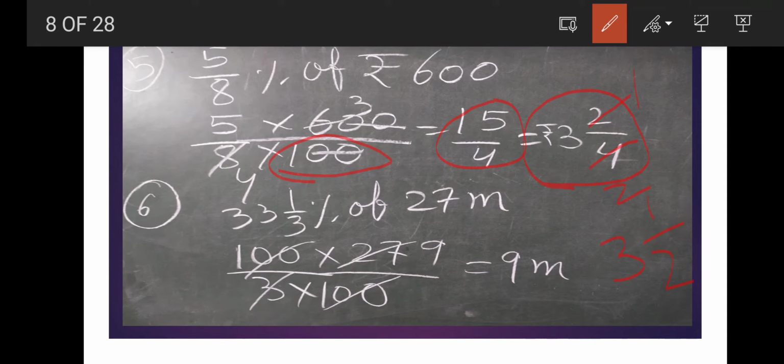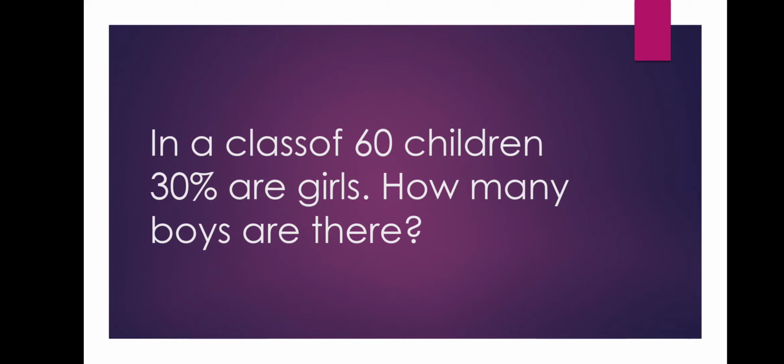Clear? Now next is 33 1 by 3% of 27 meter. So 33 1 by 3% means what? 100 by 3. Again the percent sign is given here, so we will write 100 in the denominator, into 27, and when you do the calculation, 3 9s are 27, 100 cancel, so the answer will be what? 9 meter.